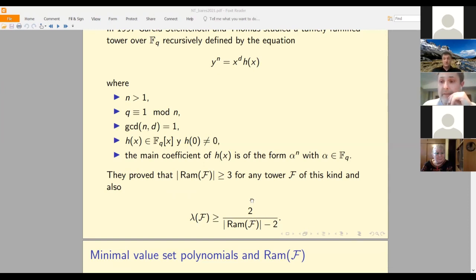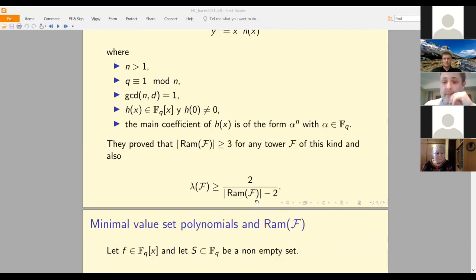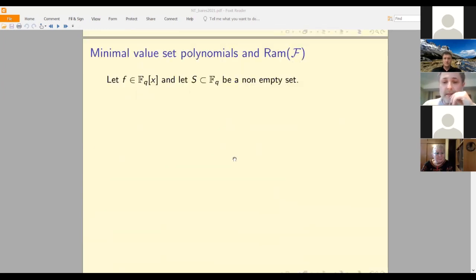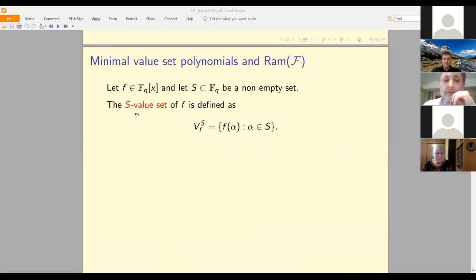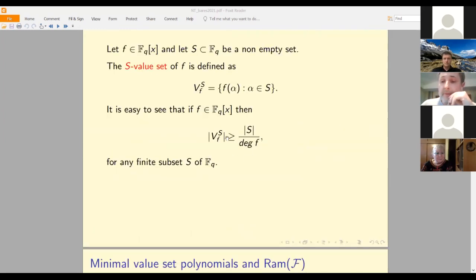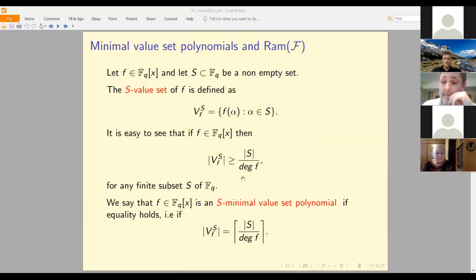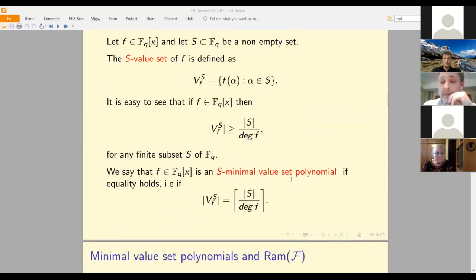So a connection appeared, rather surprisingly, between this kind of tower and what are called minimal value set polynomials. Let us recall that you take a polynomial f over F_q and a nonempty subset S of F_q, and you define the S-value set of the polynomial as the evaluation, all the values of the polynomial evaluated at elements of S. And then you can prove this inequality, that the number of elements in the value set is at least the cardinality of S divided by the degree of f. When you have equality, you call this polynomial an S-minimal value set polynomial.